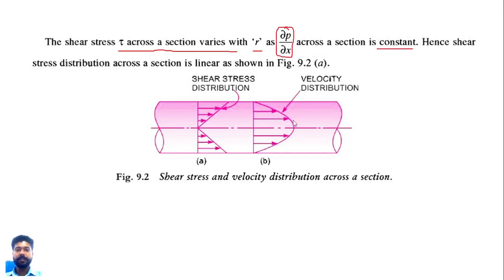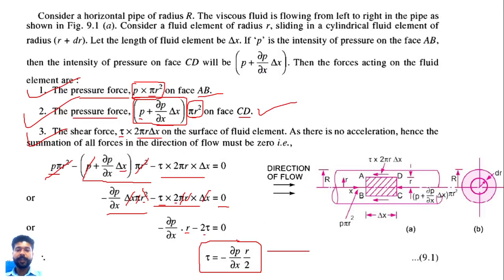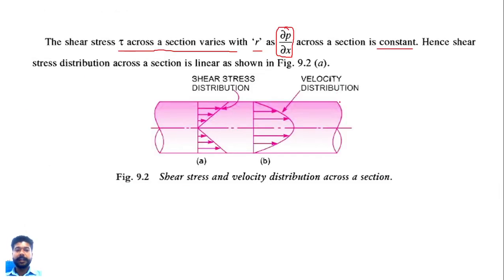So from this equation we can conclude that when del P upon del x across the cross section is constant, at that time the shear stress tau is directly proportional to the radius of the pipe. Okay. So we can say that the shear stress distribution is somewhat like this: the shear stress is 0 at the center of the pipe, and it increases as the radius of the pipe increases.